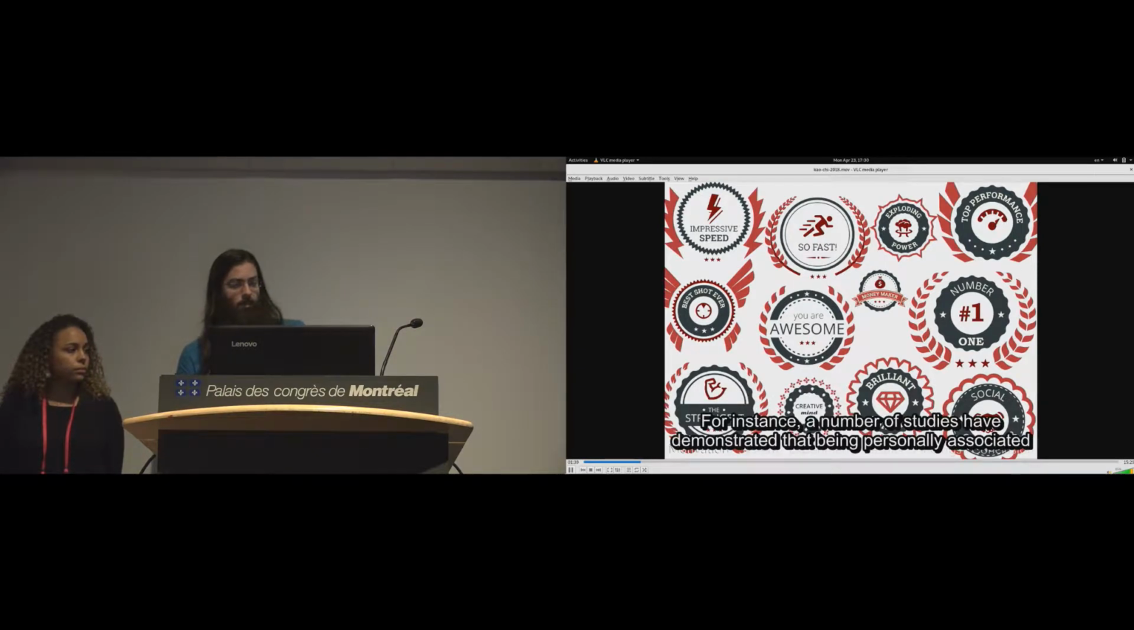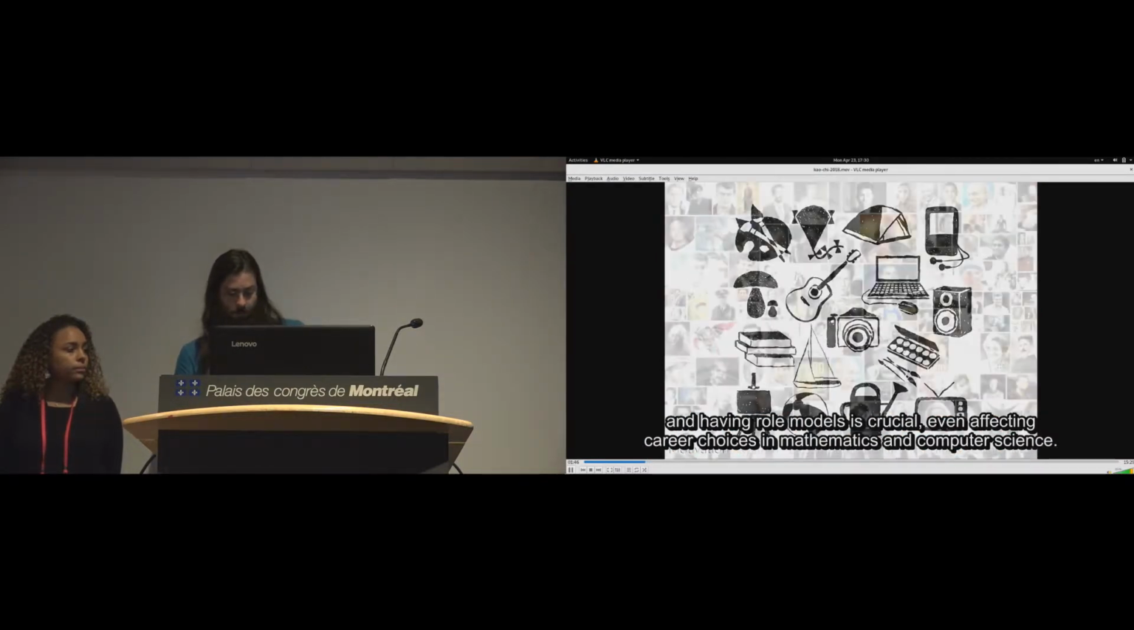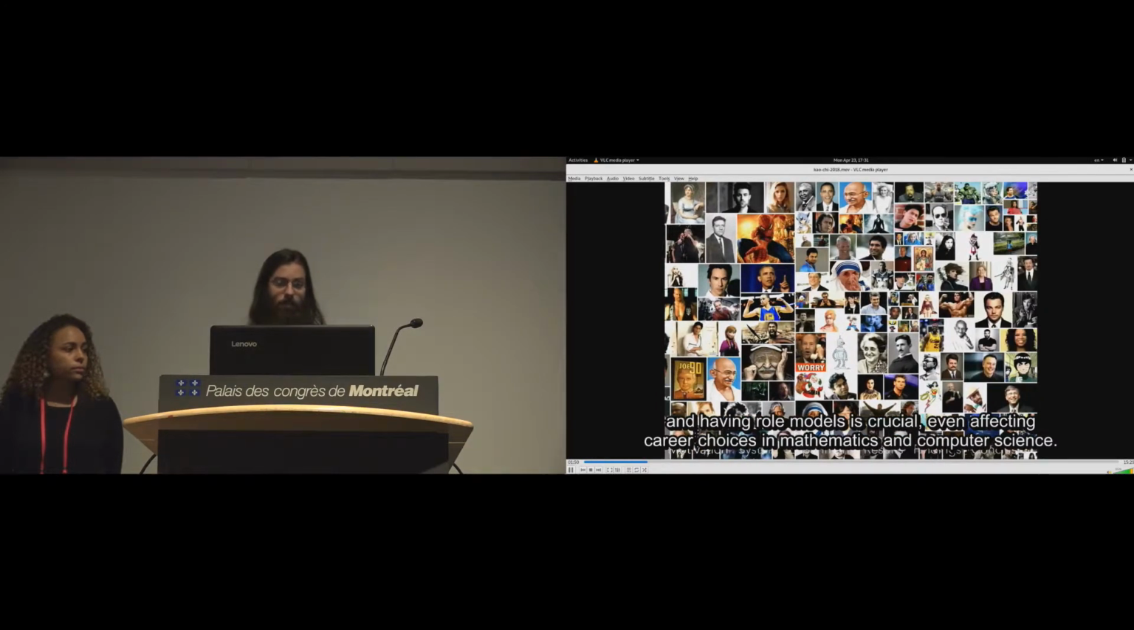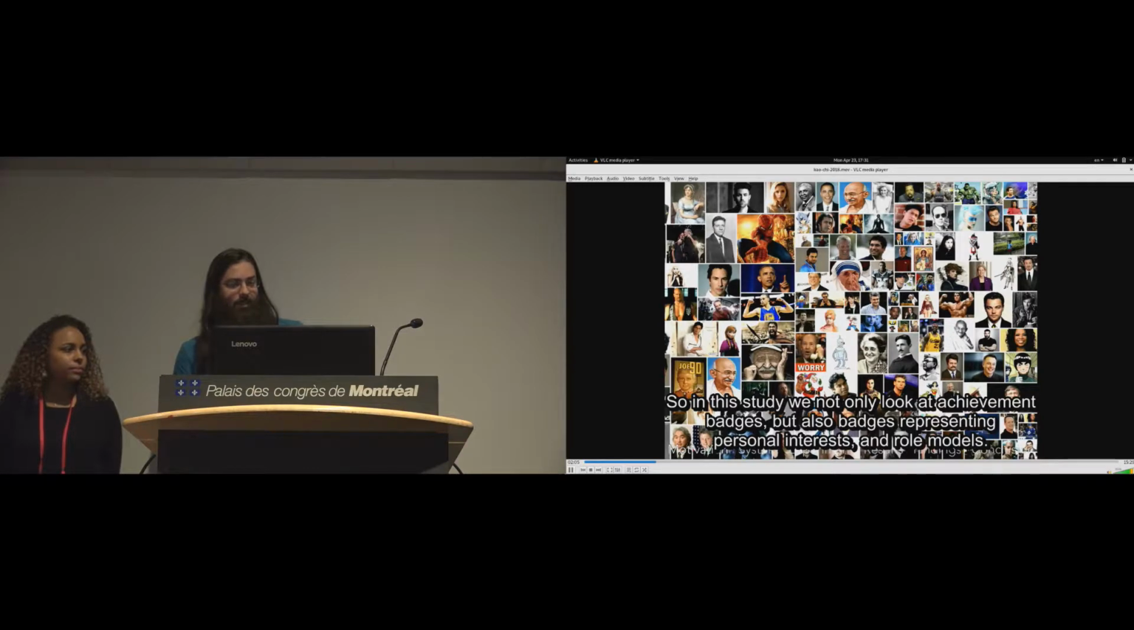For instance, a number of studies have demonstrated that being personally associated and having role models is crucial, even affecting career choices in mathematics and computer science. As such, we believe that badges representing concepts that are associated with the self, or badges representing relevant role models, could enhance motivation. So in this study, we not only look at achievement badges, but also badges representing personal interests and role models.